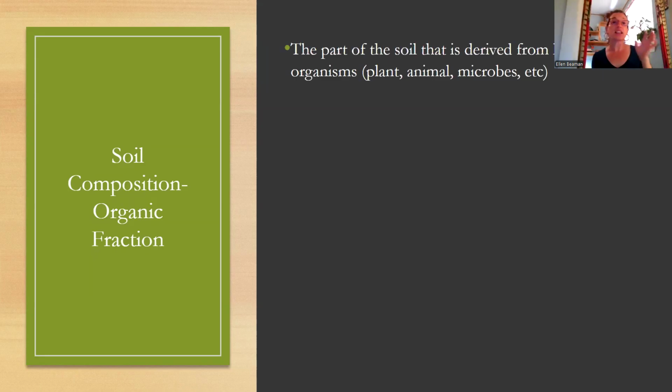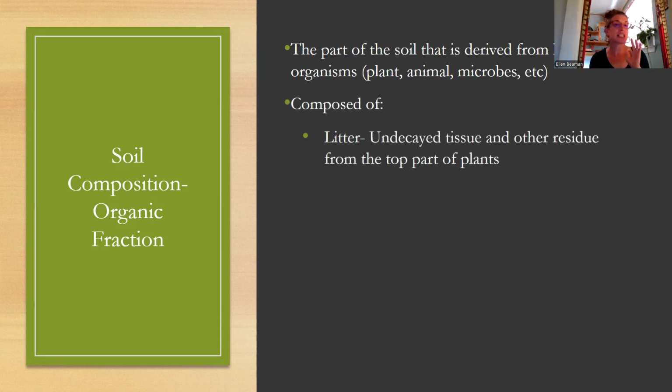So anything that's carbon based is or has been part of a living organism. So the organic part of our soil is derived from plants, animals, microbes, or anything that came out of them, if you know what I mean, a waste product. So we have three different states.